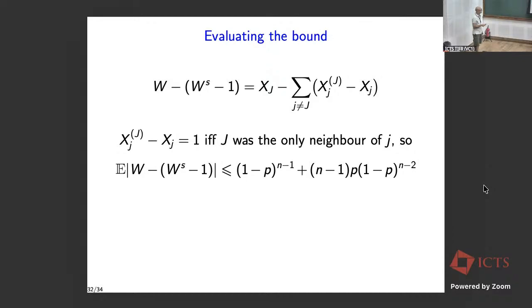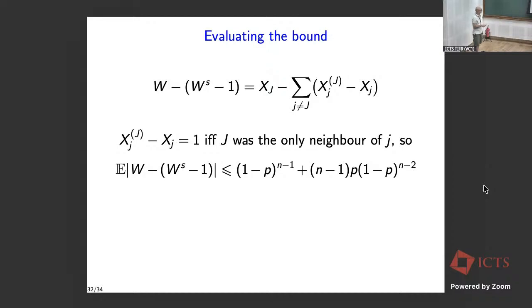If this was already an isolated vertex, it remains an isolated vertex, so it's 1 minus 1. If the degree of i is bigger or equal to 2, this one's 0, but you can remove at most 1 edge from i, so that remains 0 as well. So the only case is really if i, the neighbor of the one you've picked, has degree 1. So we can evaluate this expectation now. So that's the expectation of this. That's (1 minus p) to the n minus 1 plus n minus 1.